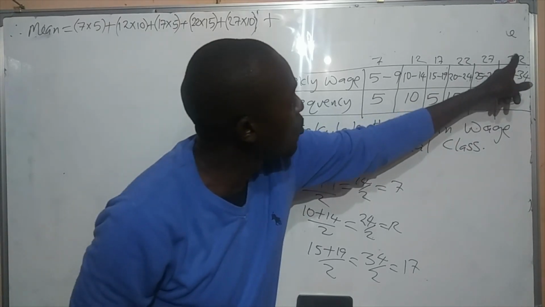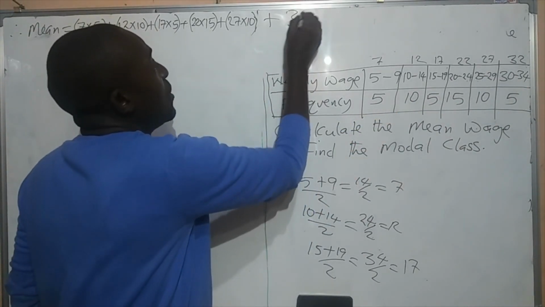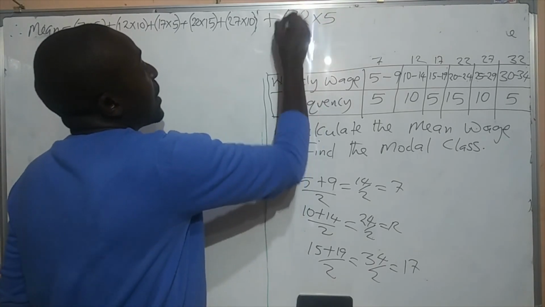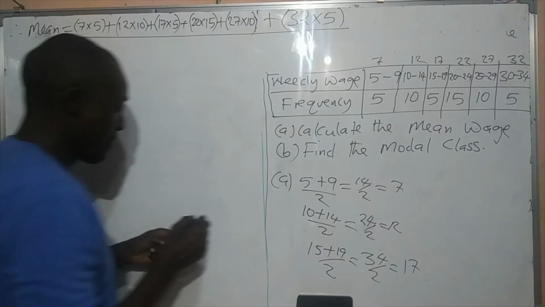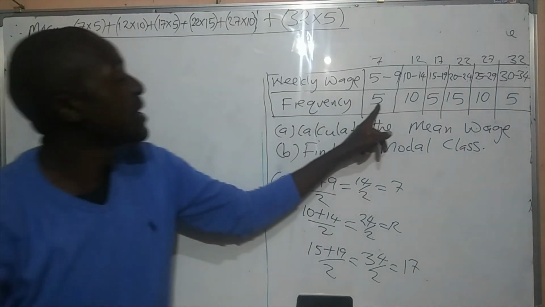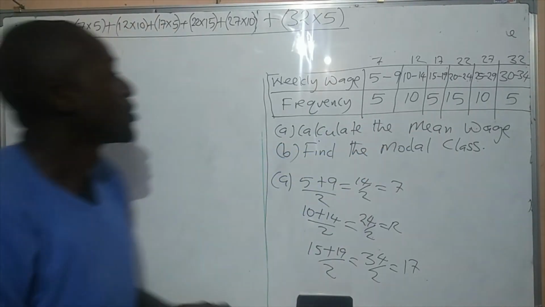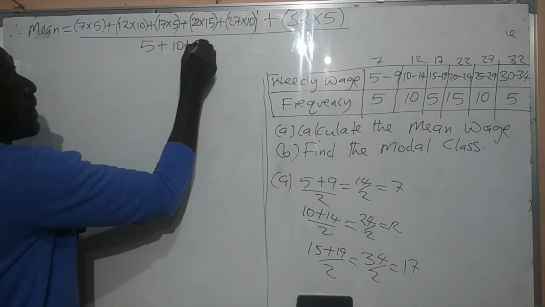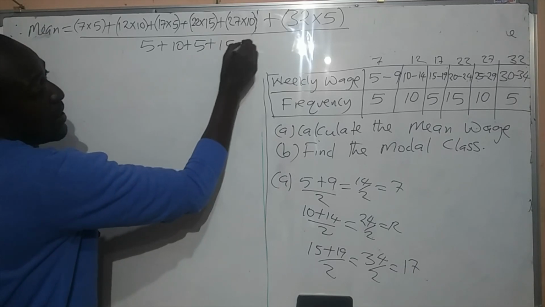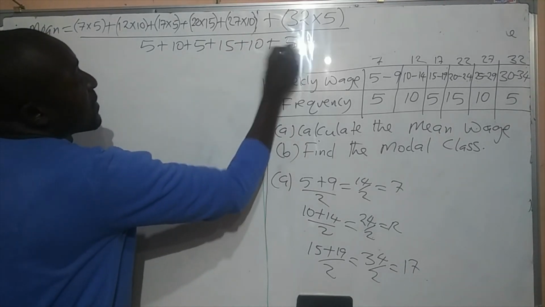Now we are on 32 times 5, so 32 times 5 here. Then we divide everything by these numbers here. We add all these numbers down here, so we are going to have 5 plus 10 plus 5 plus 15 plus 10 plus 5.